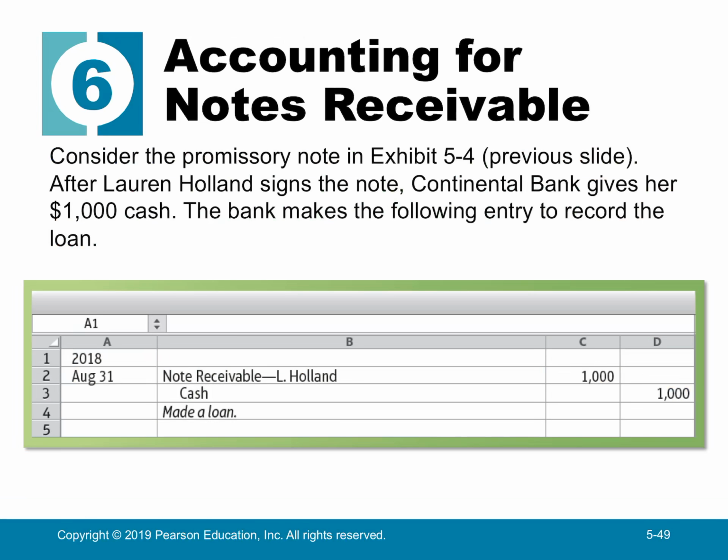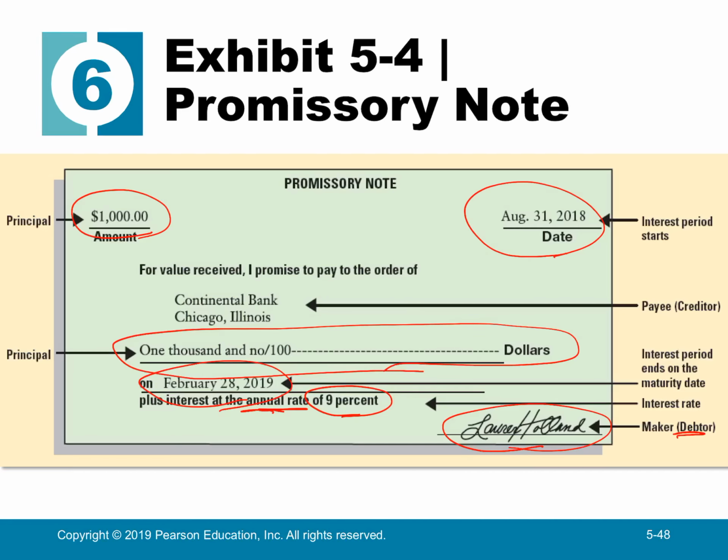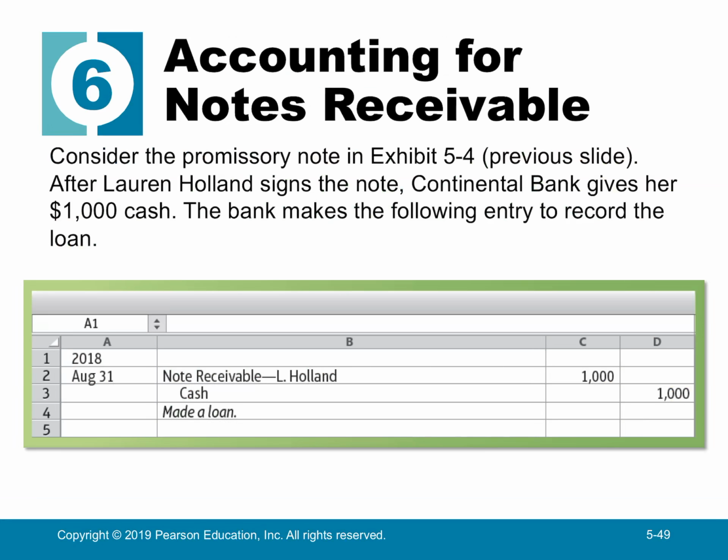So let's focus on the accounting for this. Consider the promissory note back here. This is Exhibit 5.4. After Lauren Holland signs the note, Continental Bank gives her 1,000 cash. The bank is going to make the following entry for this loan, right? They gave her 1,000 cash, so cash goes down by 1,000, it's credited, and they now have a note receivable of 1,000, so note receivable is debited.